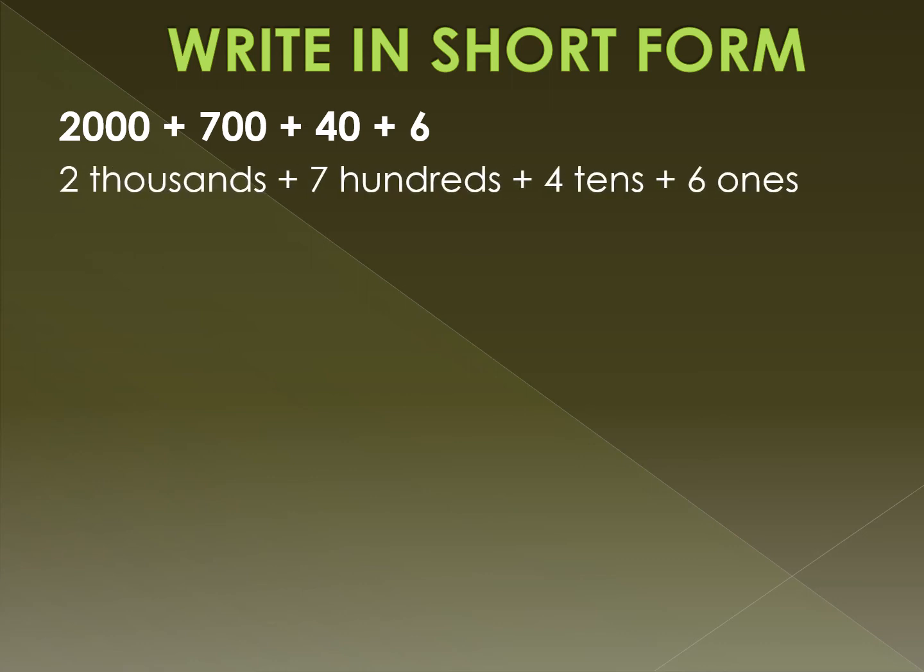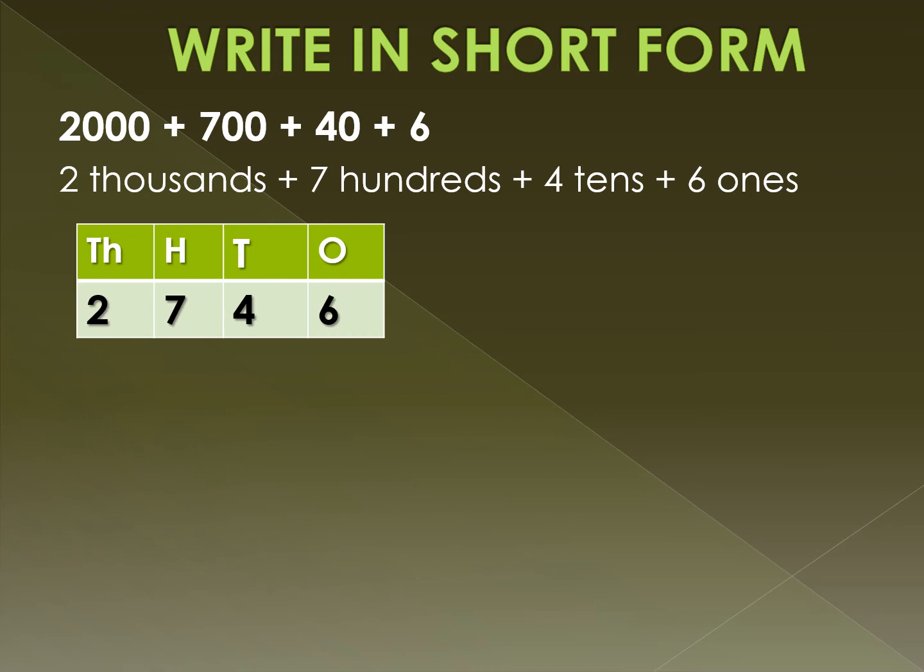That's 2 thousands plus 7 hundreds plus 4 tens and 6 ones. So when we put it in the place value chart, this is how it looks like. This is the short form, 2,746. So that is the short form of this. Let's look at another example now.